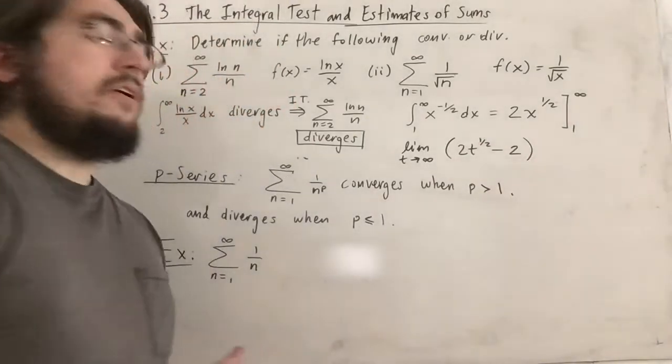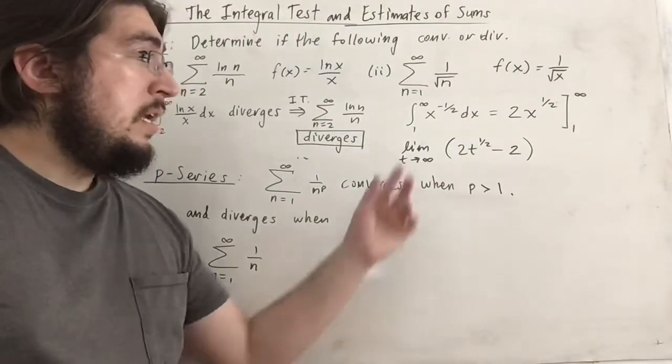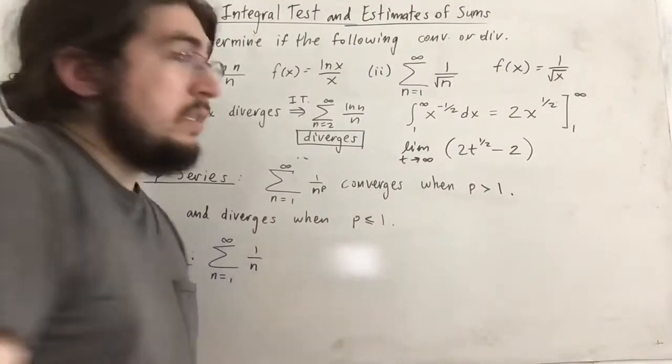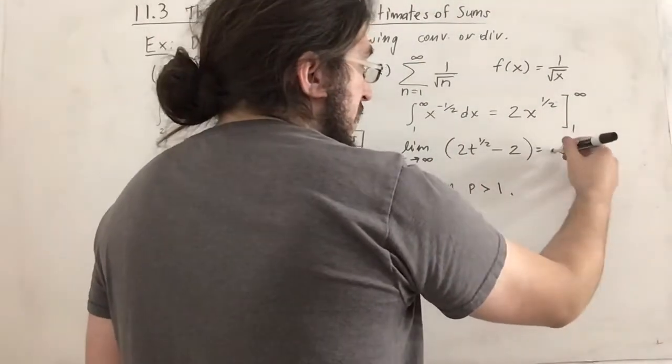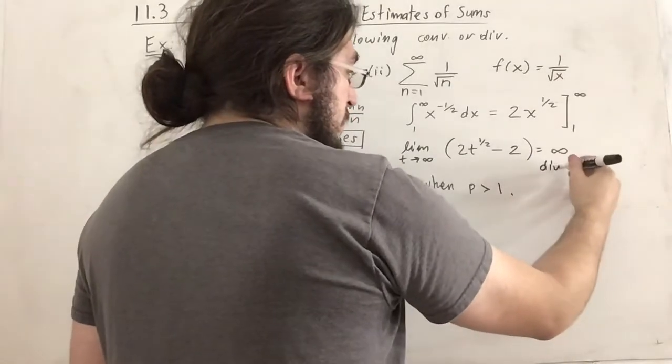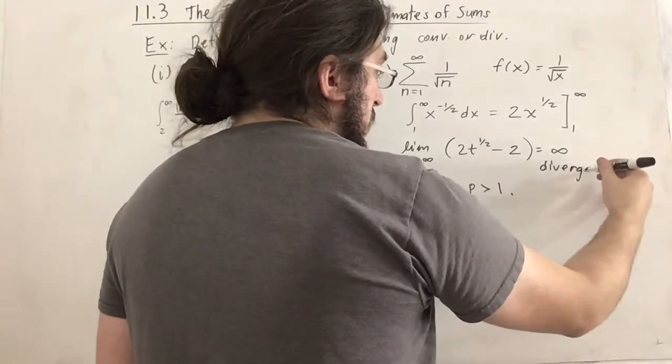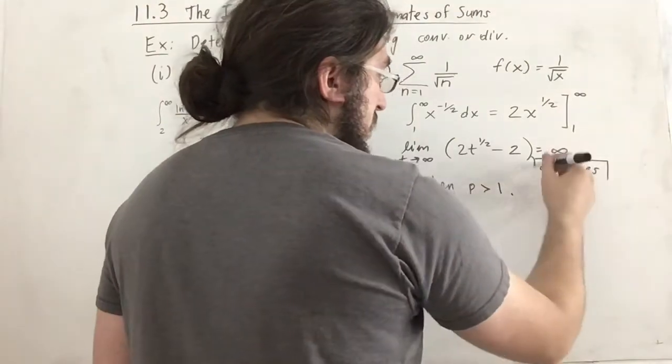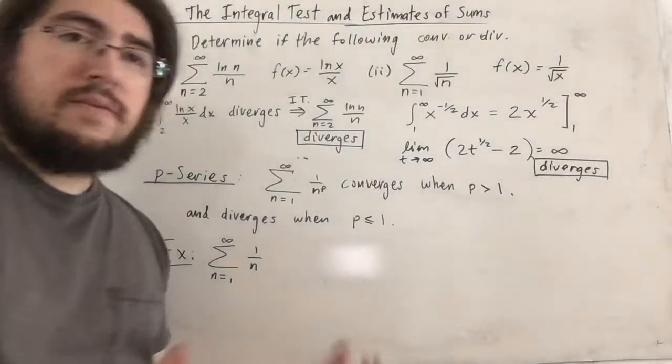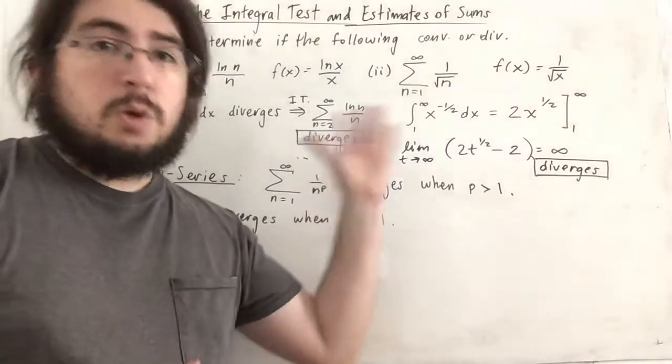And of course, clearly, when you plug in infinity to this, you get, well, the square root of infinity is still infinity. So this is infinite. In other words, the integral and, moreover, the series by the integral test diverges. Perfect. So we're done with part 2.